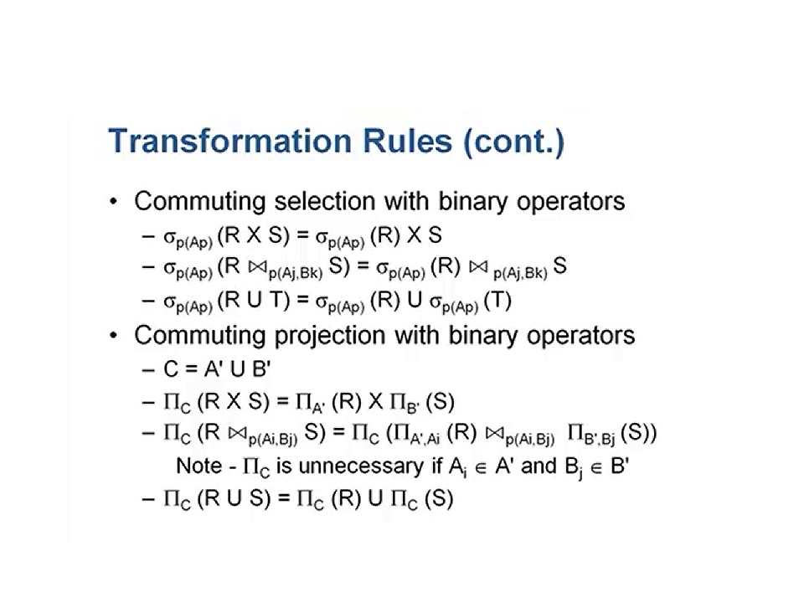The next transformation rule is commuting projection with binary operators. So if C is a set of attributes, I have attribute A prime and B prime.